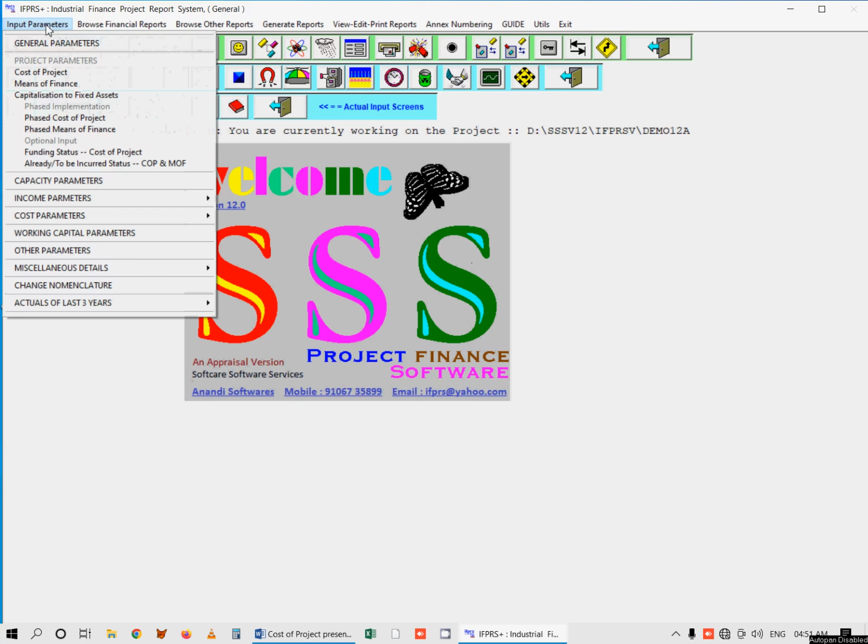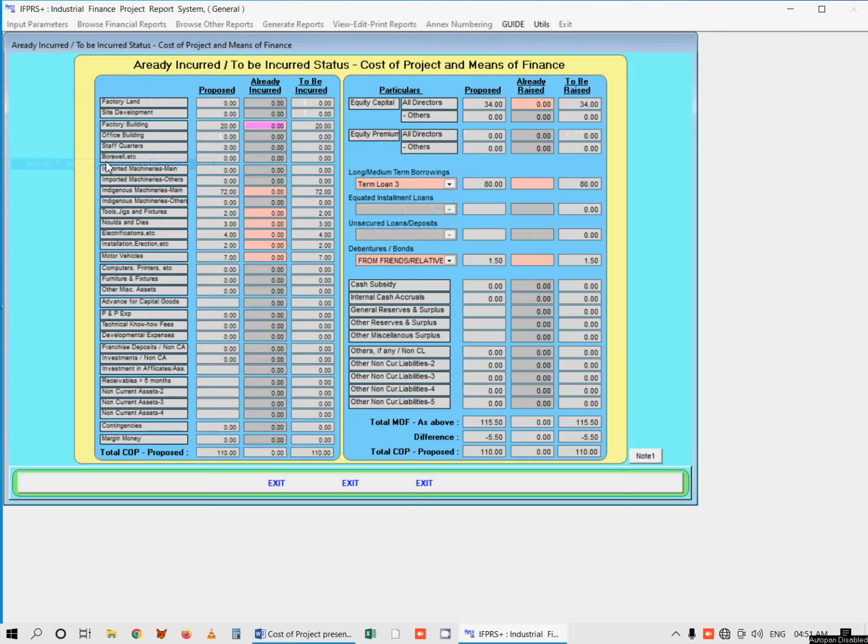Already incurred, to be incurred status of cost of project. You will find the option there too as 8th menu item under input parameters. If your proposed project is already somewhere during a different project implementation progress stage, then you could get the breakup as cost of project as already incurred, cost of project as yet to be incurred, with total proposed cost of project. This should show the more clarity on the cost of project.